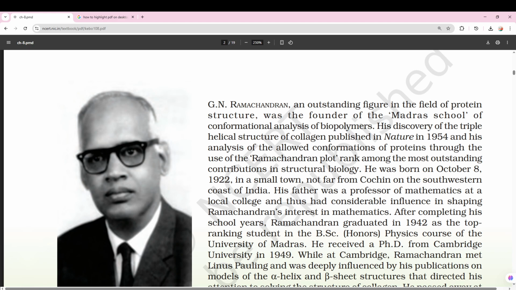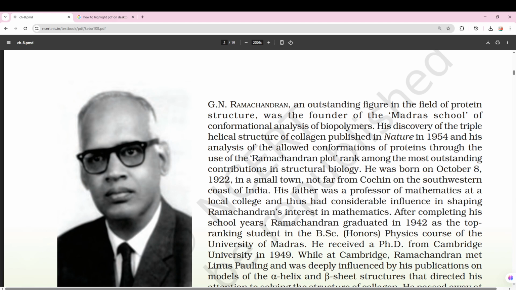G.N. Ramachandran, an outstanding figure in the field of protein structure, was the founder of the Madras School of Conformational Analysis of Biopolymers. His discovery of the triple helical structure of collagen, published in Nature in 1954, and his analysis of the allowed conformations of proteins through the use of the Ramachandran plot rank among the most outstanding contributions in structural biology.